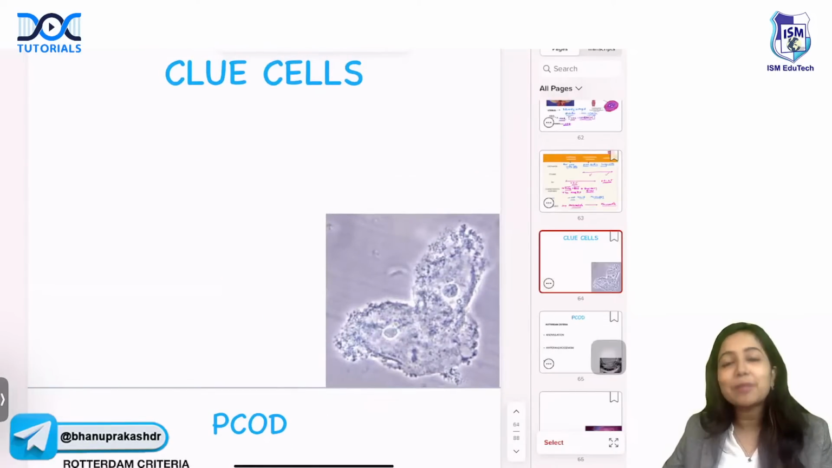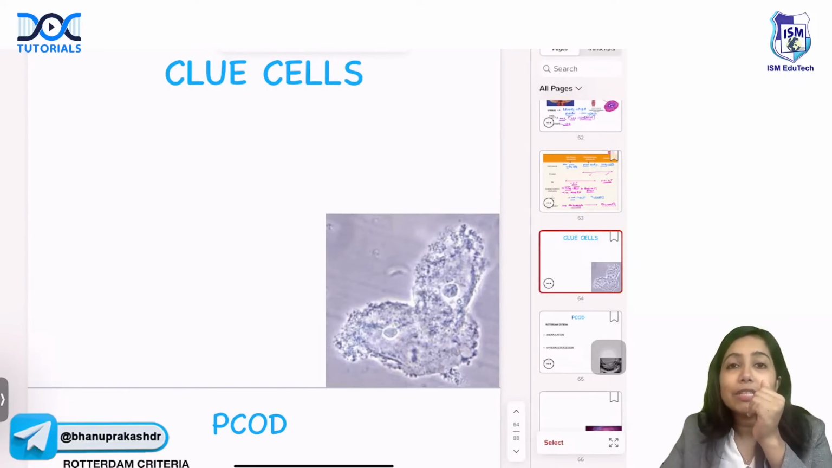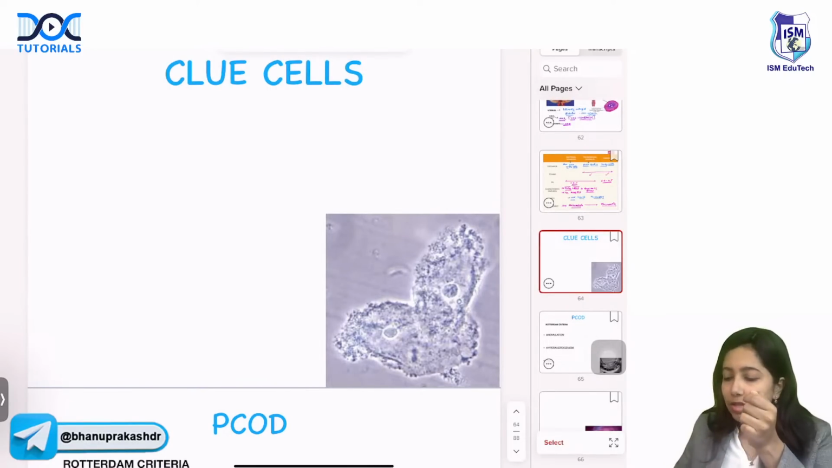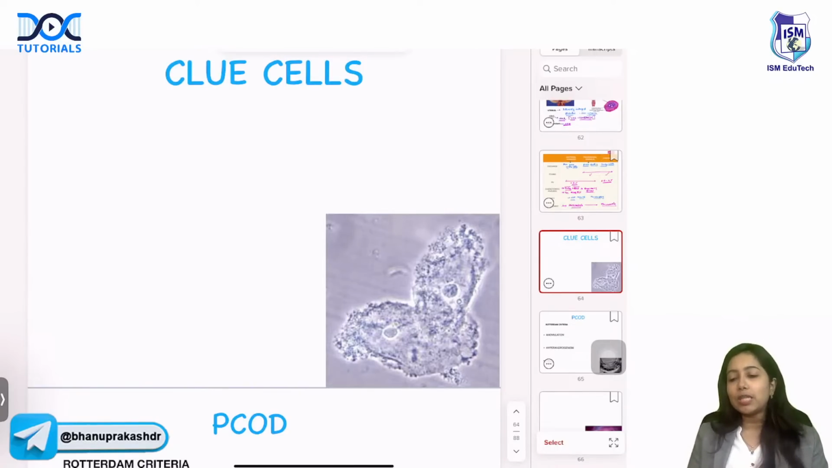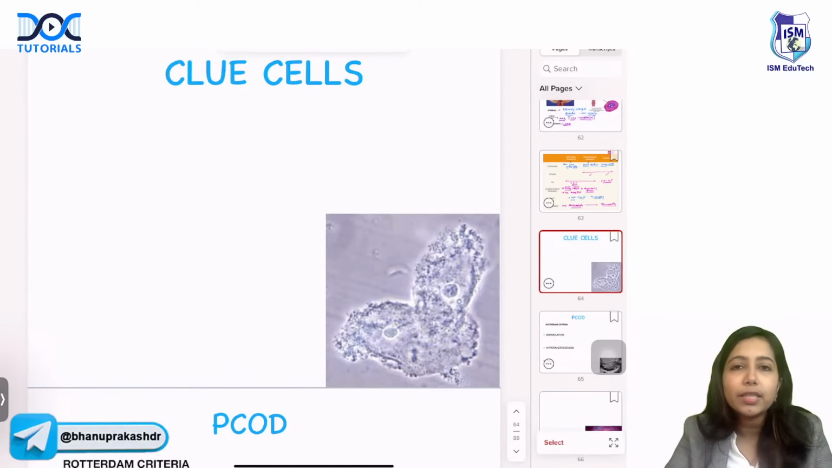So that's in the next image. What is the cell that is shown here? This is basically the clue cells. Clue cells are basically the vaginal epithelial cells which are studded with the bacteria. As you see in this image, these are the vaginal epithelial cells studded with the bacteria. These are the clue cells which can be seen in this image. So where do you see the clue cells? It is seen in bacterial vaginosis.